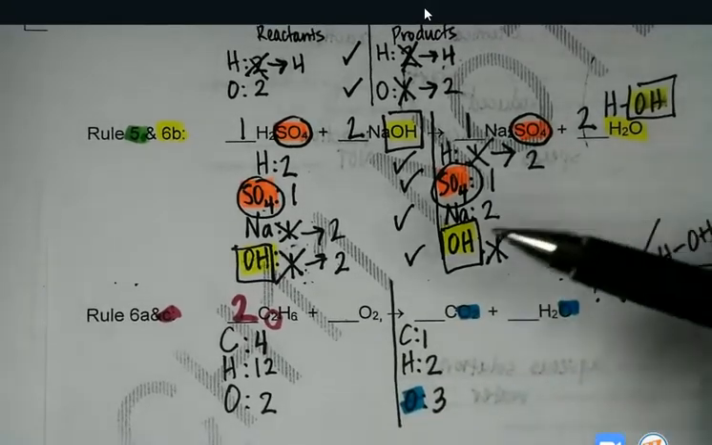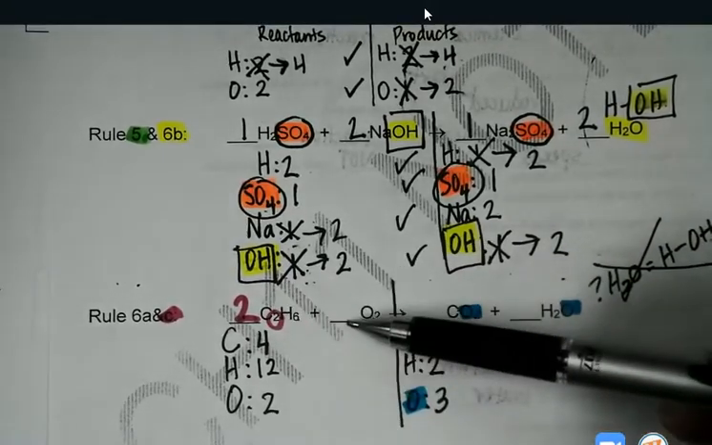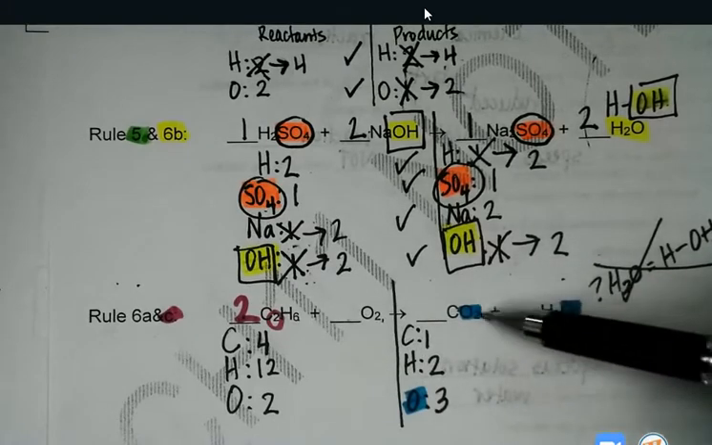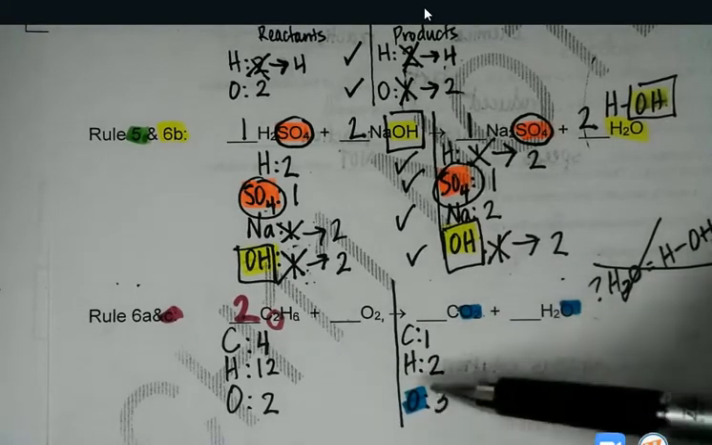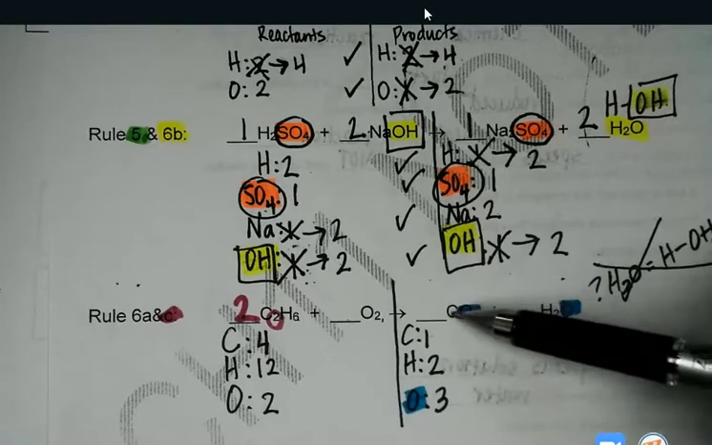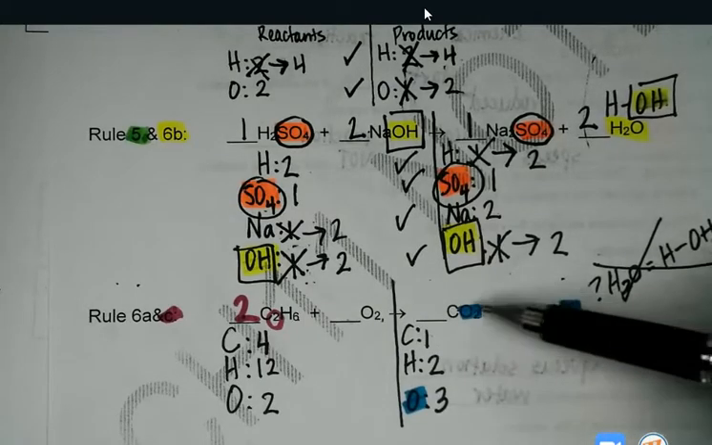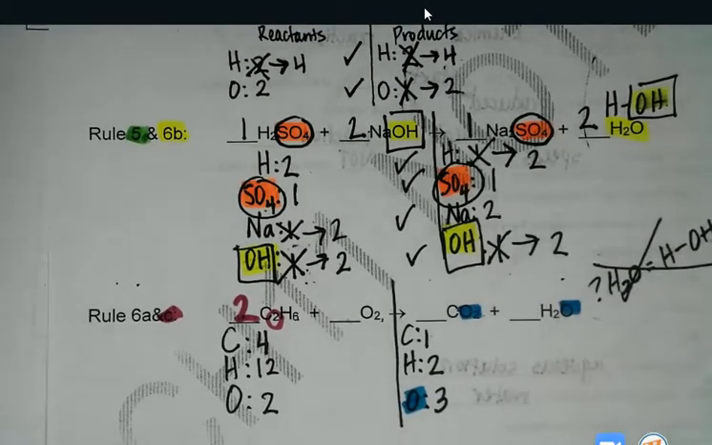A little thing I like to look at is if I have a hydrocarbon with oxygen, it's always going to form CO2 and H2O, and these numbers are always going to be 1, 2, 3. 1 carbon, 2 hydrogens, 3 oxygens.